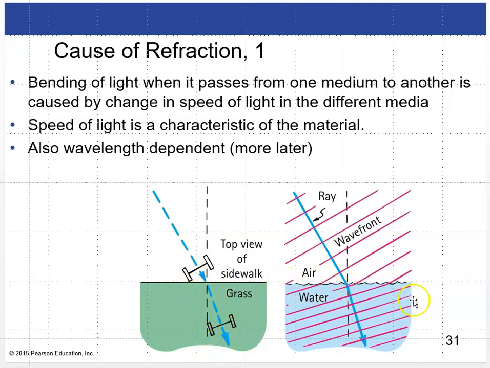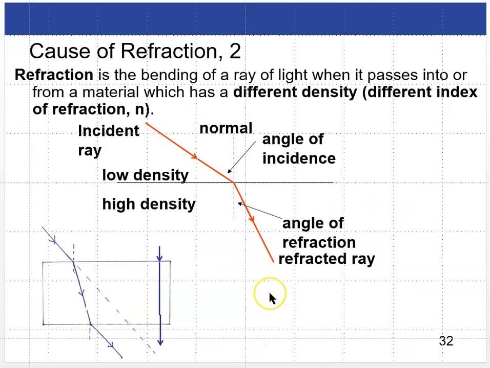The same thing happens when light goes from a fast medium, like air, into a slower medium, like water. The light will slow down, because this always stays perpendicular. These are the wave fronts. The ray is perpendicular to the wave fronts. When this wave front slows down, the ray bends toward the normal. So refraction is a bending of a ray of light when it passes into or from a material which has a different density. That's a different index of refraction, and we call that index of refraction N.